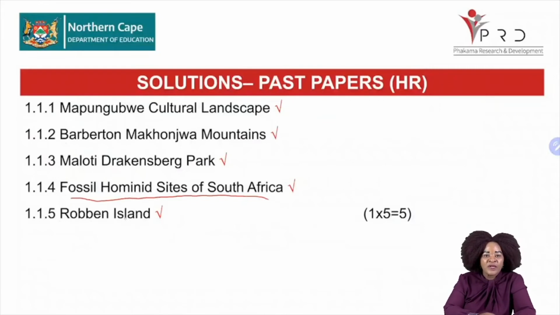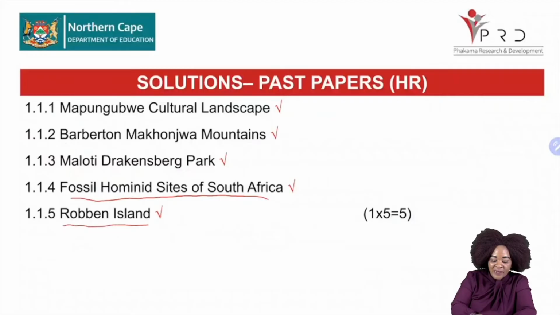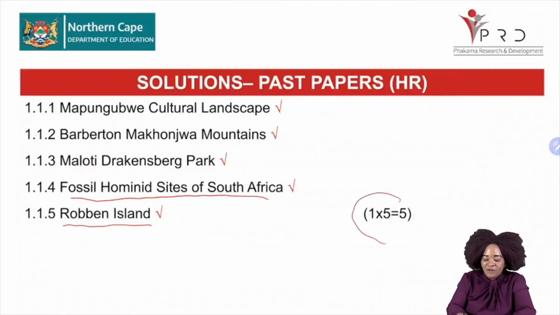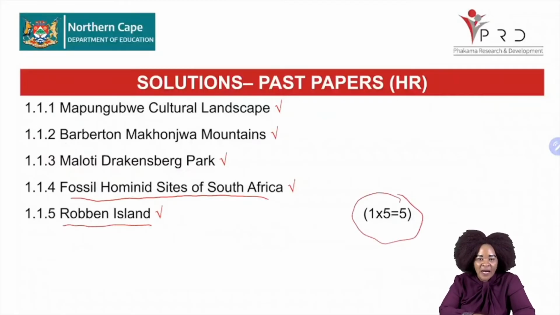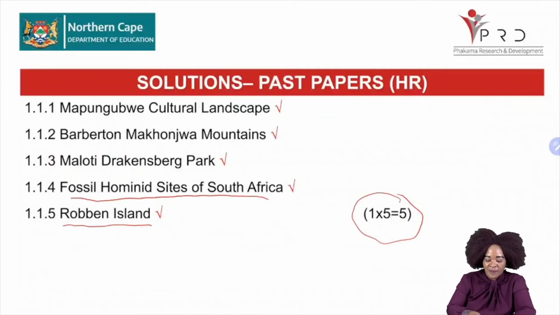And also in 1.1.5, you were supposed to identify a World Heritage Site that is associated with the struggle of Nelson Mandela and the other people who were imprisoned in this World Heritage Site. And that World Heritage Site happened to be Robben Island. That is why I said these 5 marks, guys, are just a giveaway. I know that everyone has managed to get these 5 marks when you are marking yourself.